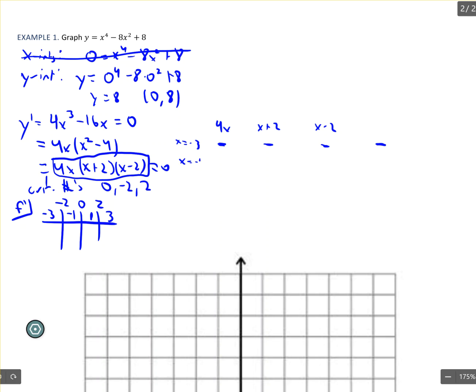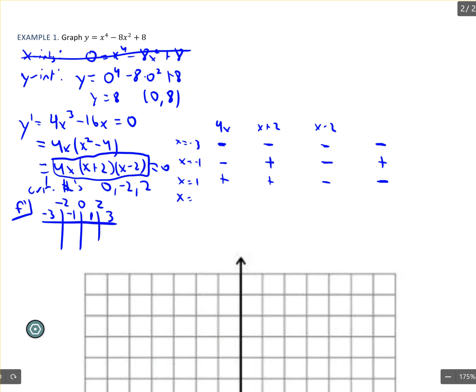If I let x equal negative 1, 4x is going to be negative. X plus 2, so negative 1 plus 2 is 1, so that's positive. Negative 1 minus 2 is negative 3, so that's negative. A negative times a positive times a negative is positive. Now if I let x equal 1, 4 times 1 is 4, so that's positive. 1 plus 2 is positive. 1 minus 2 is negative. Positive times a negative is negative.